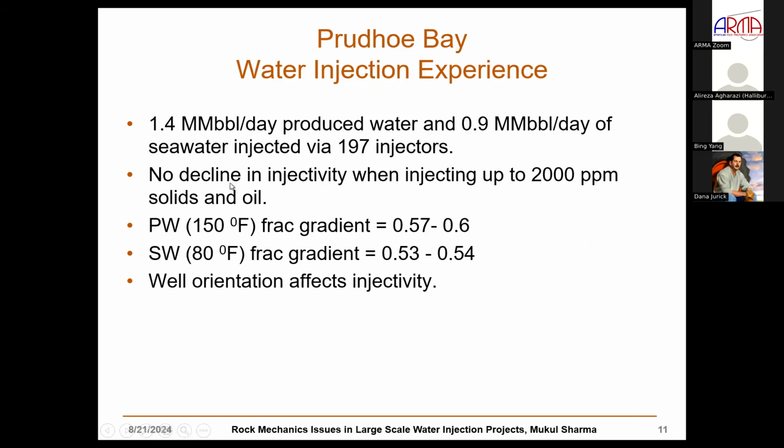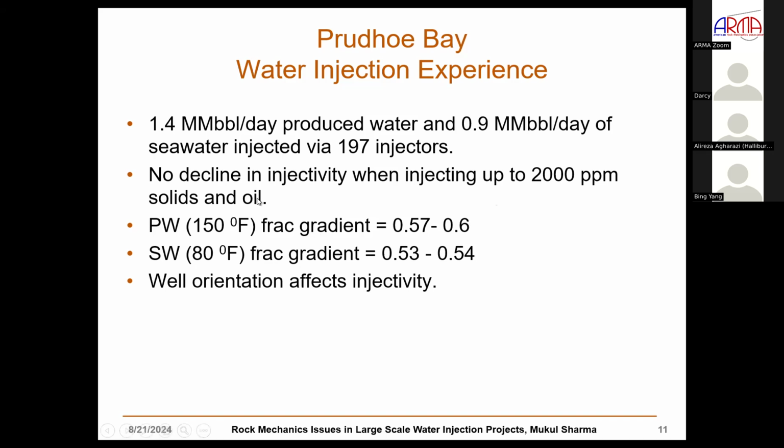And in this particular case, BP had built a very large facility in the North Slope, and there was no decline in injectivity observed, injecting 2,000 ppm of solids and oil into the ground. And of course, they were injecting under fracturing conditions, without knowing it to begin with. In fact, they started off with a very expensive water treatment facility, about $500 million to build the facility and then treat the water and inject very clean water. And what they realized was if they bypassed the facility completely, nothing happened. The injectivity remained basically constant.